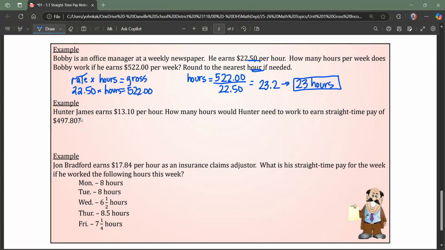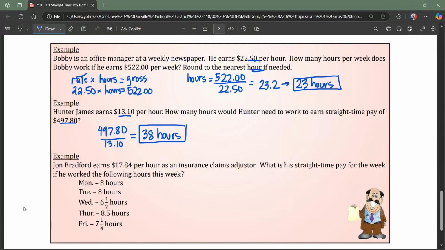All right, next example. Hunter James earns $13.10 per hour. How many hours would Hunter need to work to earn a straight time pay of $497.80? So again, we know his total amount that he earns, and we know how much he earns per hour. So I can divide the total amount he earns, $497.80, by how much he earns an hour, $13.10. If I divide this, I get 38 hours. Comes out evenly, no need to round.